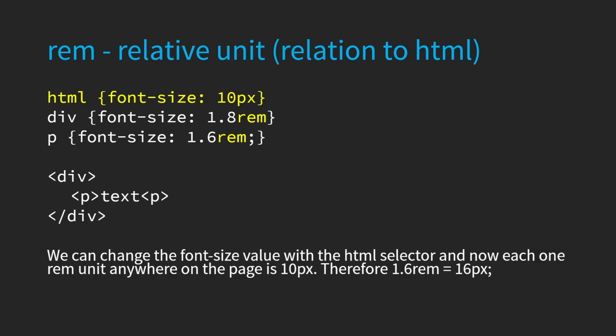So what we can see on this slide is that our HTML main element has its font size set to 10 pixels. Then our div element has 1.8 rem as the value of its font size. As we know, it refers to the HTML element, so it would be 1.8 times 10 pixels, which would be exactly 18 pixels. And then we have a p tag, whose font size is set to 1.6 rem, which also refers to the main HTML element. So it would be 1.6 times 10 pixels, so exactly 16 pixels.